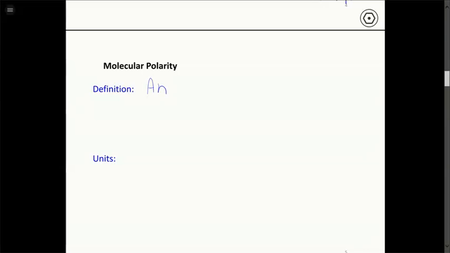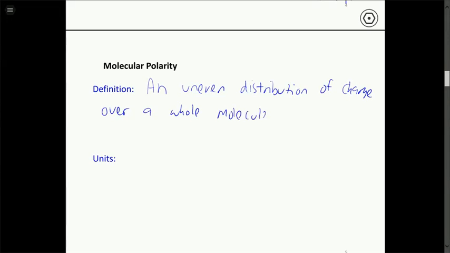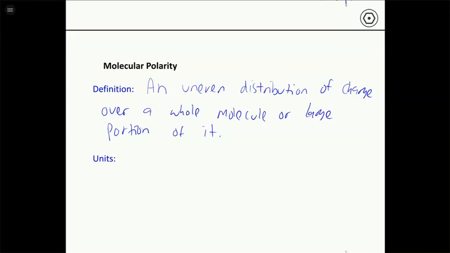So molecular polarity still refers to an uneven distribution of charge. And it's going to be an uneven distribution over the entire molecule or a large portion of it. And so what we mean by that is, if you've taken introductory biology classes and you talked about certain biomolecules, there are some larger molecules that are going to have parts of the molecule that are polar, parts of the molecule that are nonpolar. If you have something like a fatty acid you may have heard of.